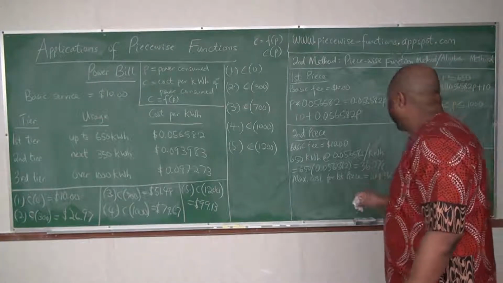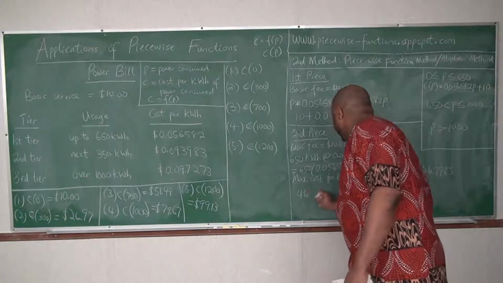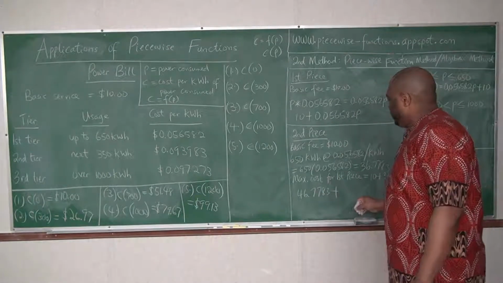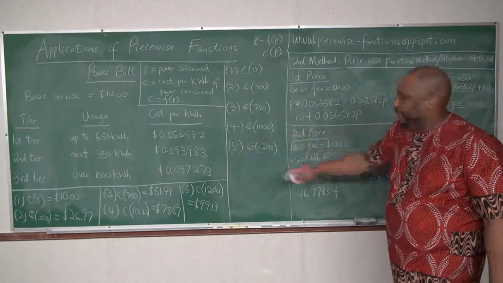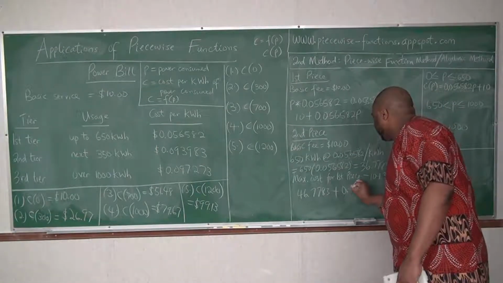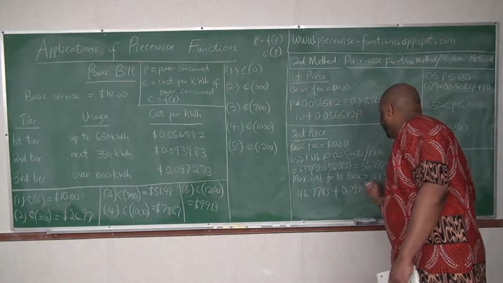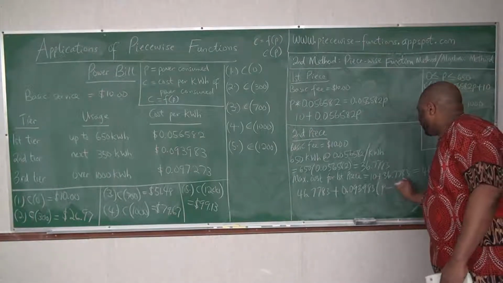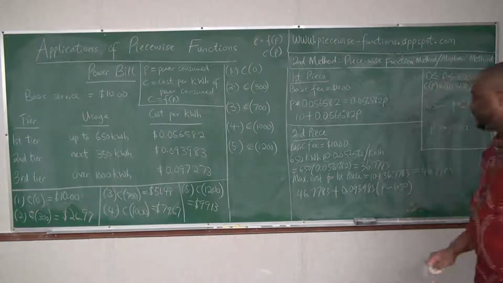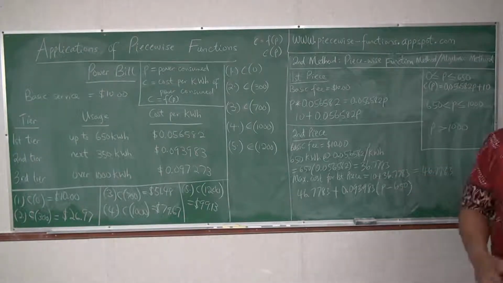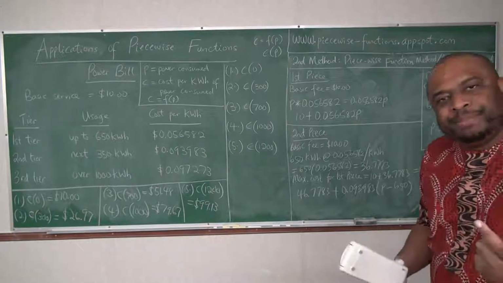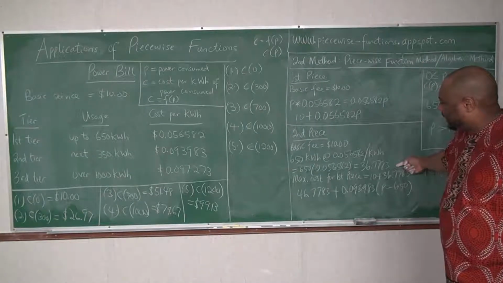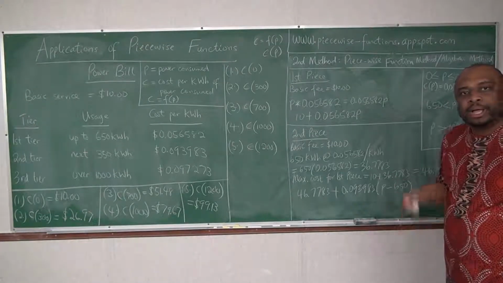So the cost here would be 46.7783 plus that rate in the second piece, 0.093983 times P minus 650, anything remaining over 650. This is now the algebra there. Now, do you notice something? That we still have to do some arithmetic before we get to algebra.